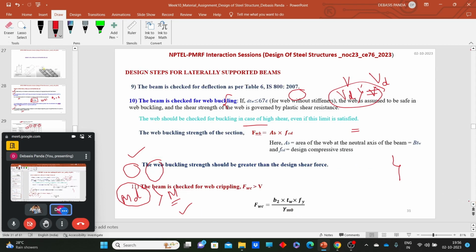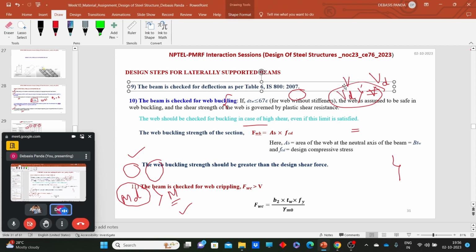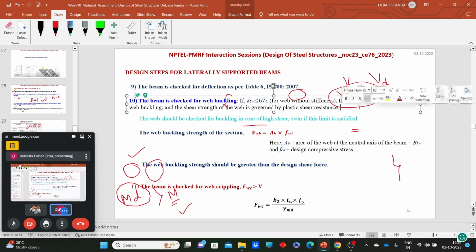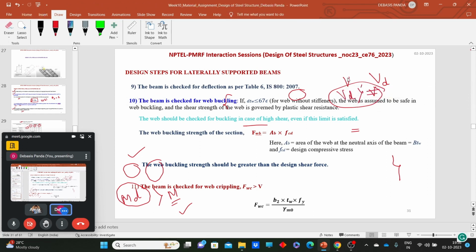Now we have checked against those two things, bending and shear. The lateral buckling is not covered till now. So how can we check for lateral buckling? We will see that portion now.